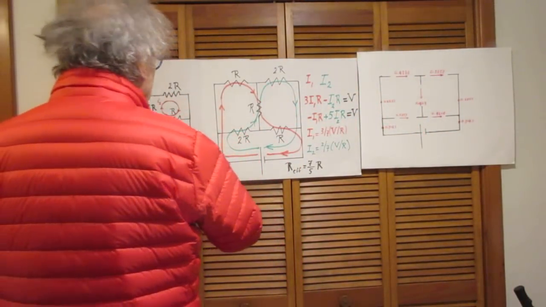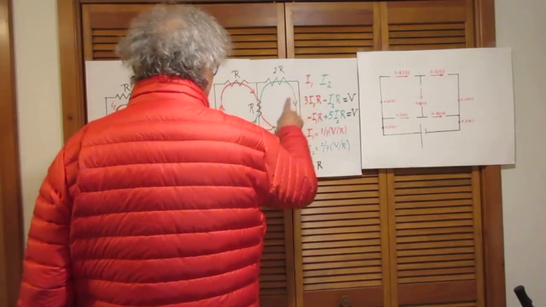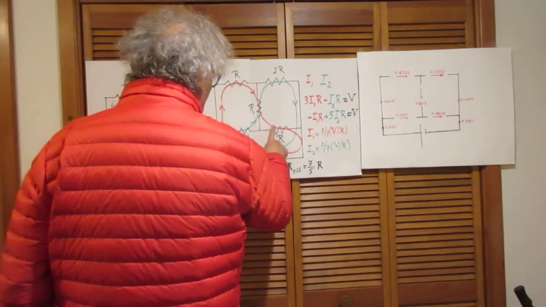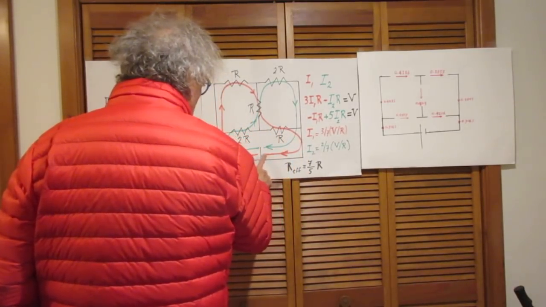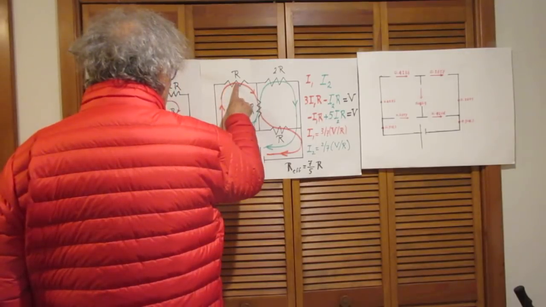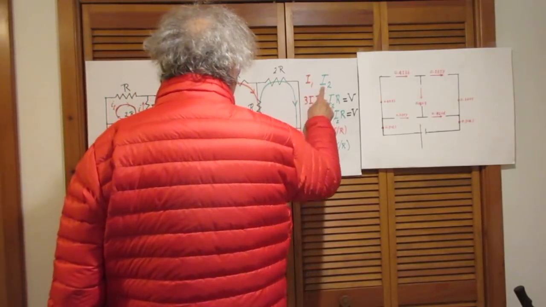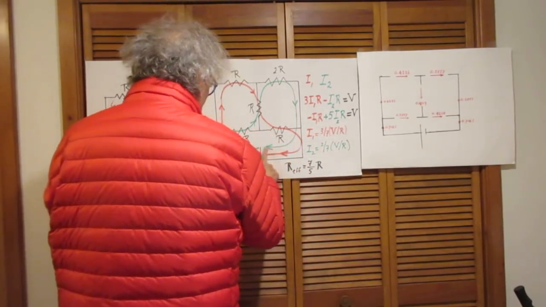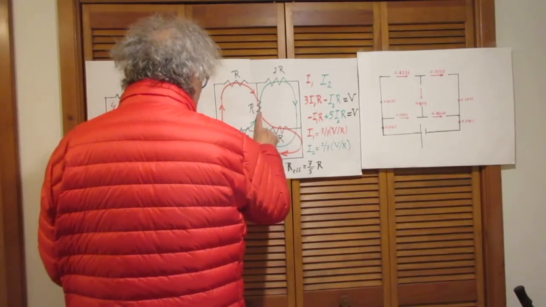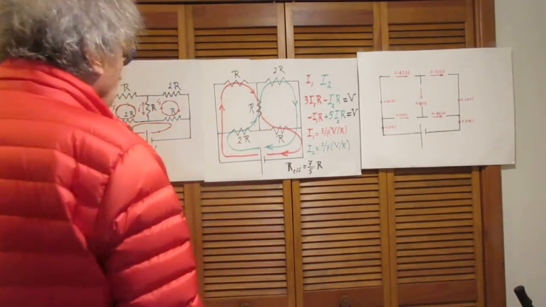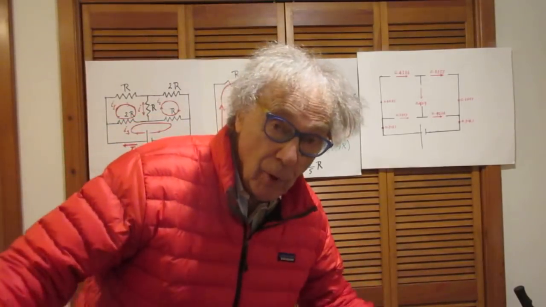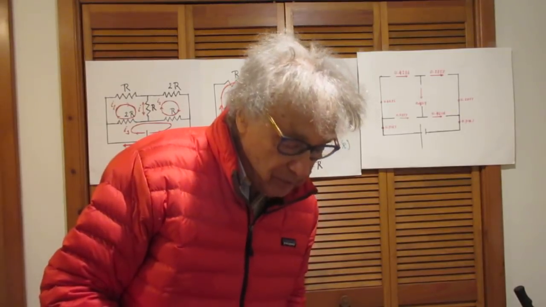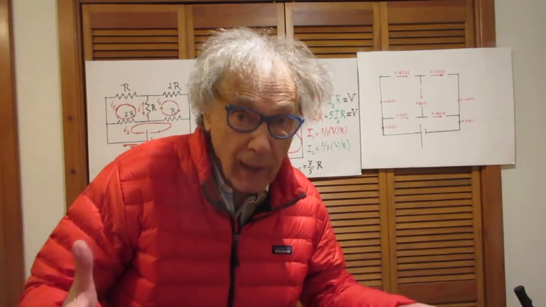I choose one loop, and I call that current capital I1, through this R, through the battery, and back. And I choose this one, which I call I2, through this resistor, not through this one, through this resistor, and back. And now I'm going to write down exactly what I did before: the closed loop integral, according to Kirchhoff's loop rule, all the voltages added must add up to zero.